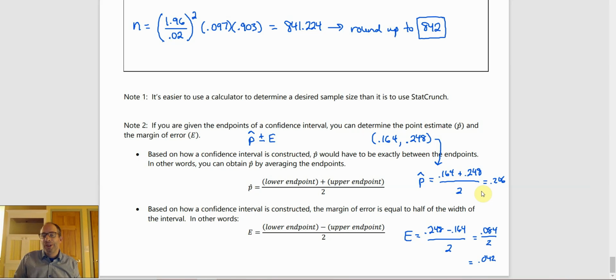So, all right, if you do need those, which I think comes up once in the homework for this section, you can get them. If you have the endpoints, you can back solve for p hat and the margin of error.